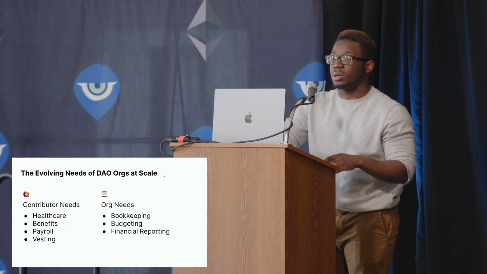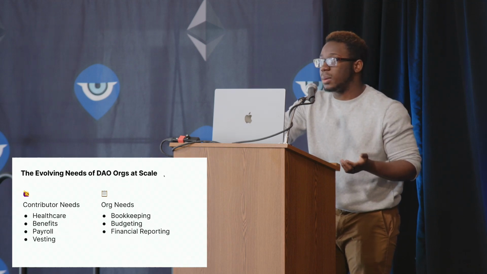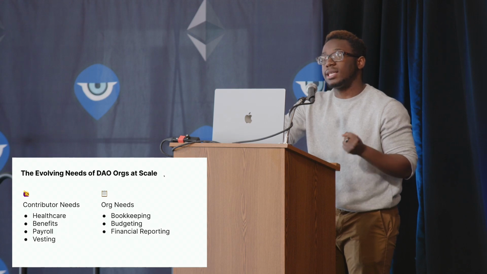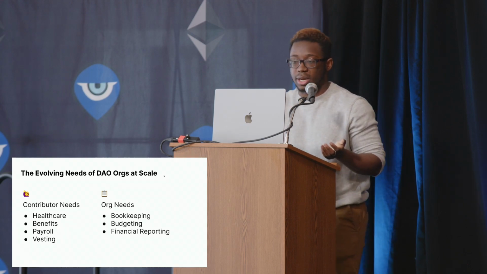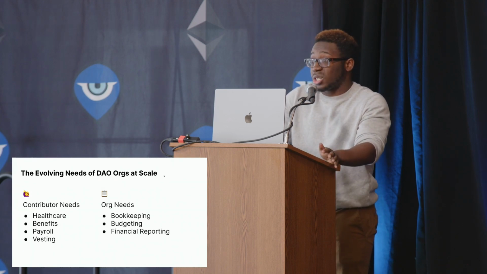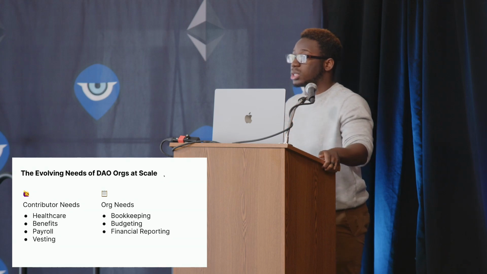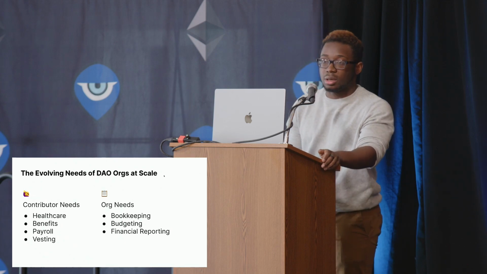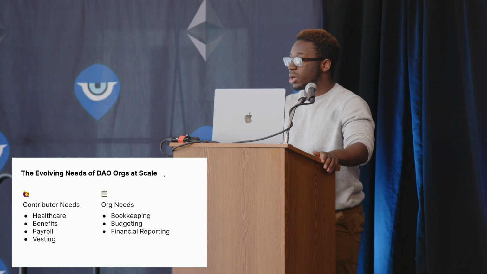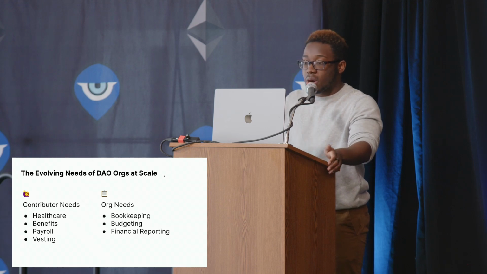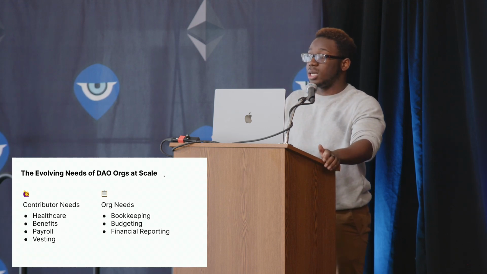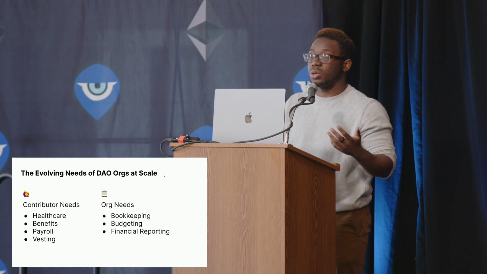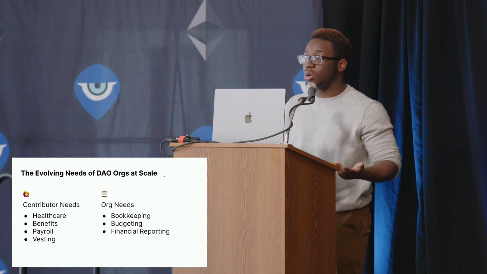So a little bit more about another side of scaling a DAO, which is how, as these organizations scale, there are different needs of its members. As it grows, there are different needs from an organizational side. A DAO that has 10 people, as it goes all the way to 100 or 1,000, is a different type of organization. If contributors want to spend their full time working as a DAO, there are different things they need, like healthcare, benefits, payroll, vesting. And the org also needs bookkeeping, financial reporting, and budgeting, all to help it run as a more streamlined, more organized organization that's also transparent to its contributors, shareholders, and community.